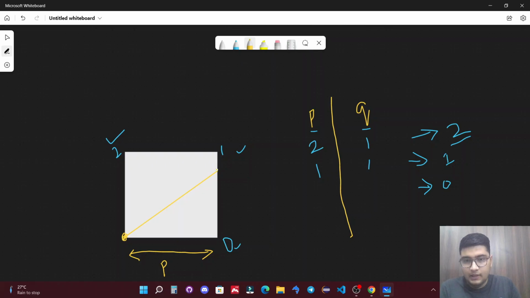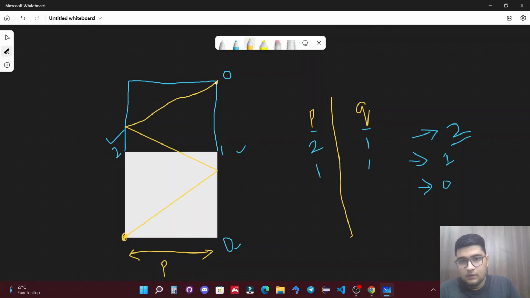And from here this ray will go beyond this. So let's make one more square here, something like this, and this square is reflected here, so 0 will be here. Now this ray will again reflect from here to here, and from here to 0.